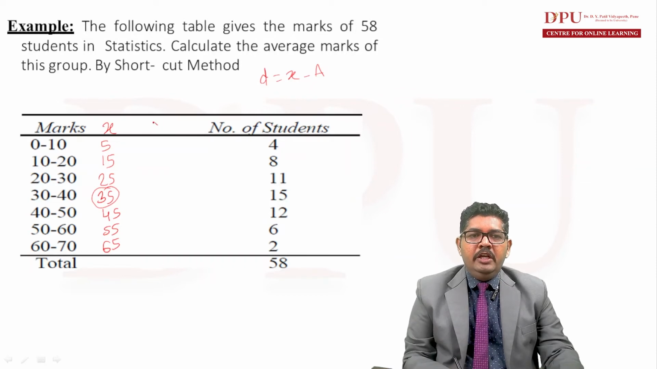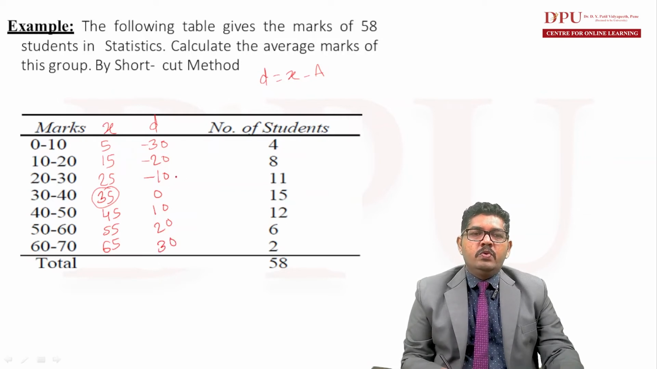So deviation here will be 5 minus 35, which is equal to minus 30. 15 minus 35 is equal to minus 20. 25 minus 35 is equal to minus 10. 35 minus 35 is 0. Then 45 minus 35 is equal to 10. This is 20, and this will be 30.